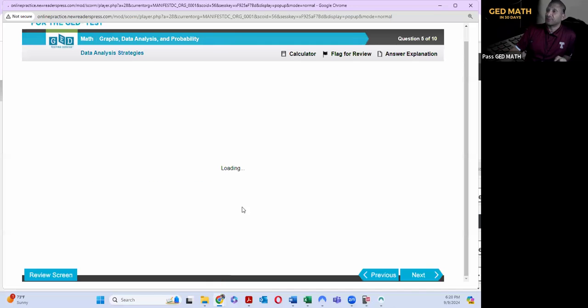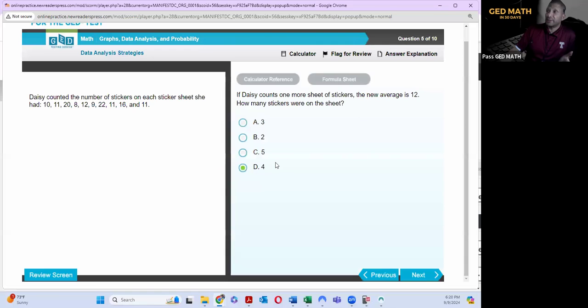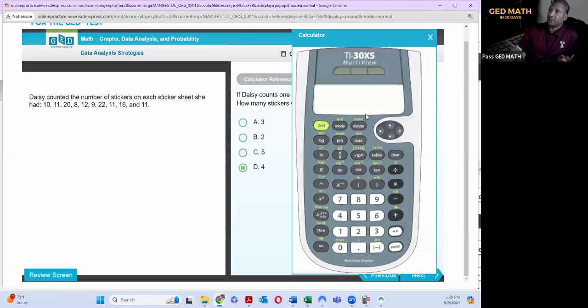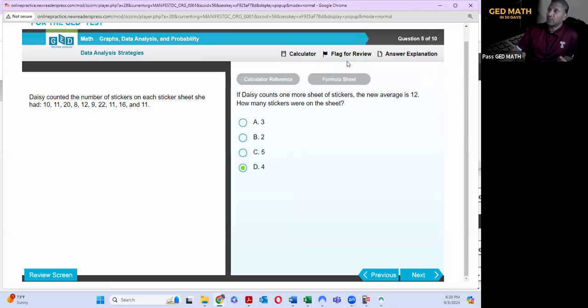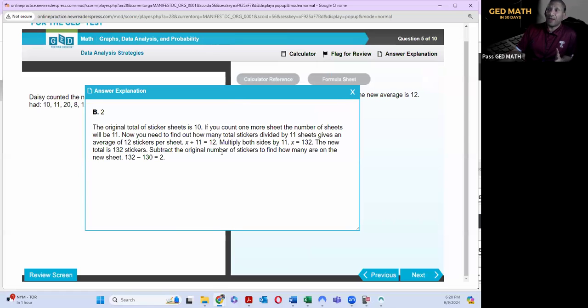Go here, and we can try it again. Now I don't see how they said it was wrong because we put the numbers in, but hey, you get to review it. What I also like about it is you have a version of the calculator that you can use. You can flag it for review and come back to it. But what I also like is they give you an explanation of how to do it.